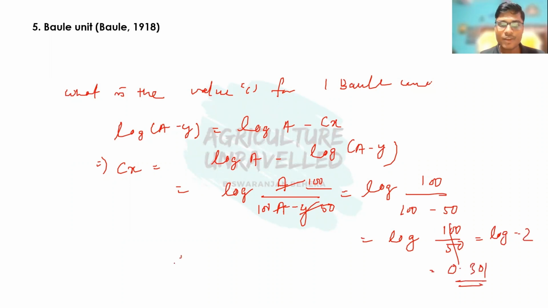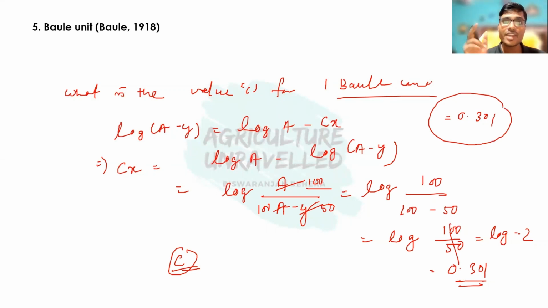So remember the value of C, that is Mr. Lewis factor or Mr. Lewis constant. The value of Mr. Lewis constant for 1 Boule unit is 0.301. So this is also a very important question in any examinations. This question is asked, like, what is the value of Mr. Lewis constant for 1 Boule unit? So the correct answer of this question is 0.301.